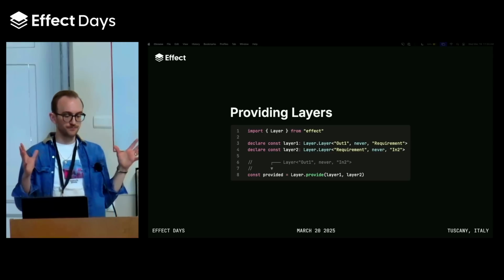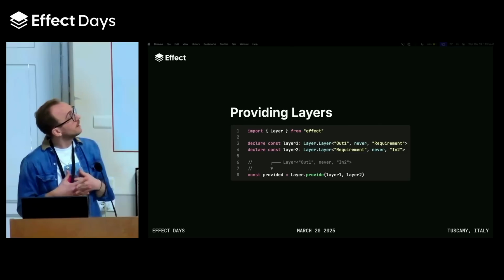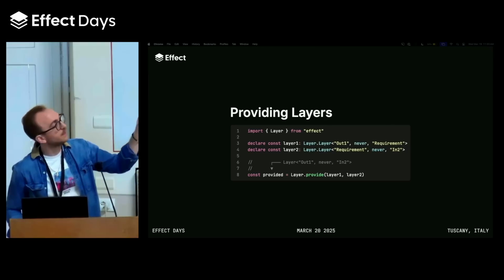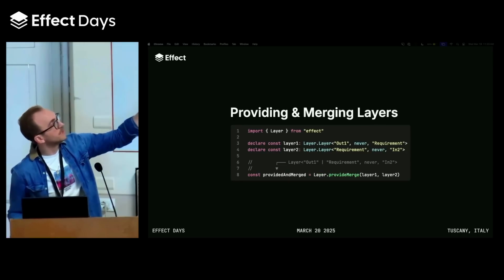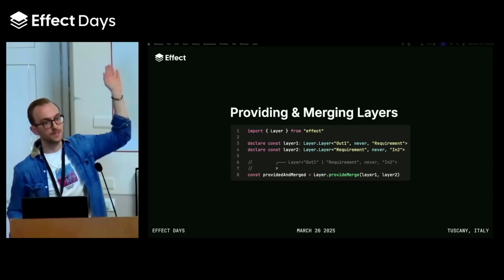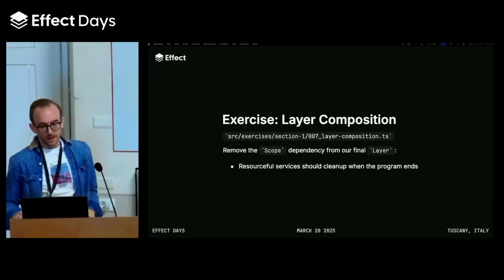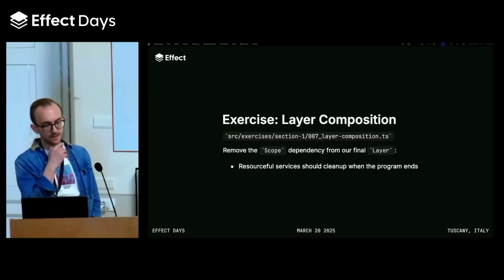I don't know what the equivalent operation would be in more of a theoretical sense, but you end up erasing requirement here. But if you didn't want to erase requirement and wanted to move it into the output, there's provide merge, which does the same thing as provide, but moves the output of that second layer into the output of the resulting layer. So the exercise is basically for you all to get some practice with layer composition.